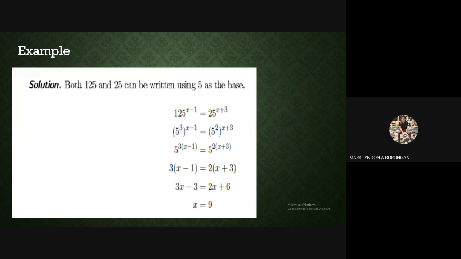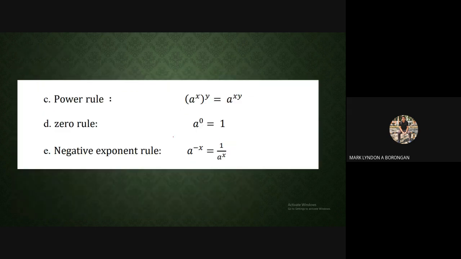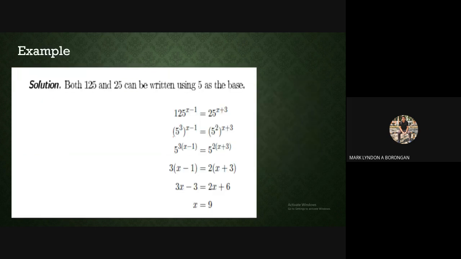So we have here an example. How do we solve this exponential equation? You have there an example: 125 to the power of x minus 1 is equal to 25 to the power of x plus 3. How do you solve for x for this one?